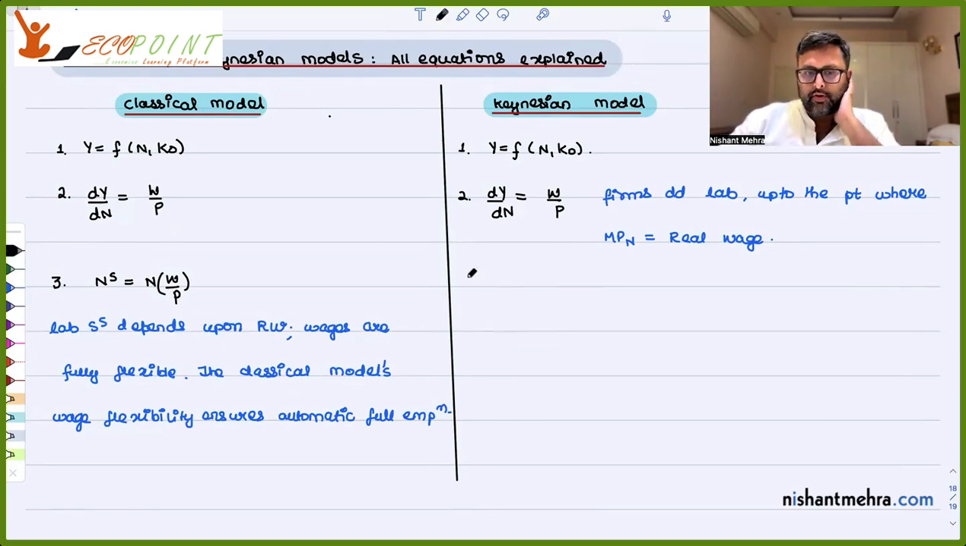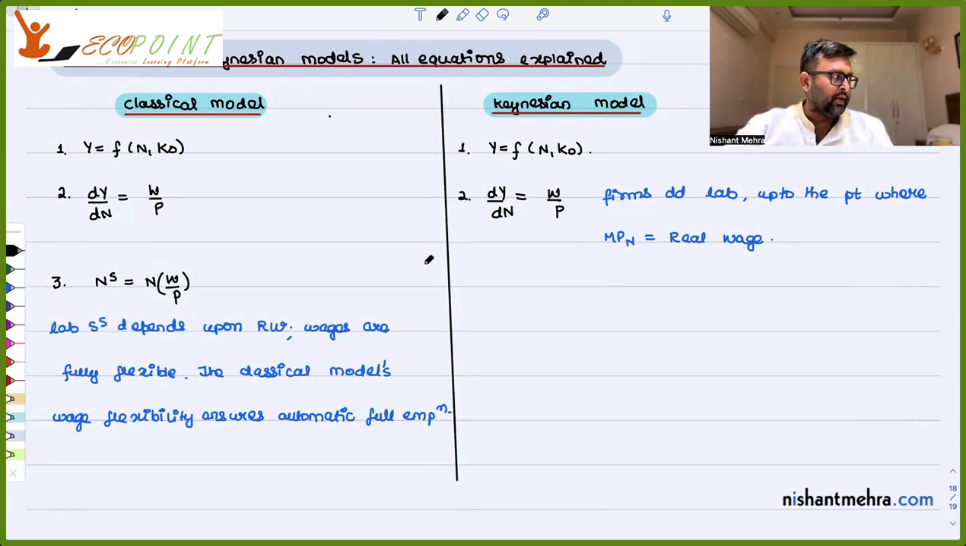If prices change, people will also demand more wages. Or suppose there is unemployment. Then wages are going to fall, firms are going to demand more labor, unemployment is going to be erased, and full employment is going to be ensured.